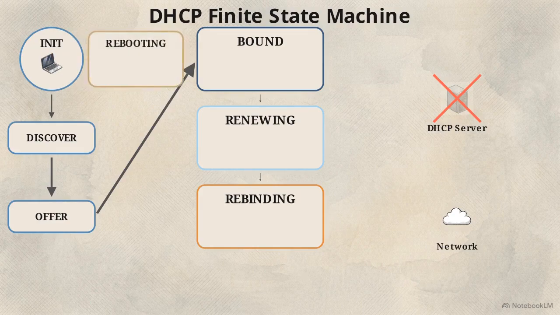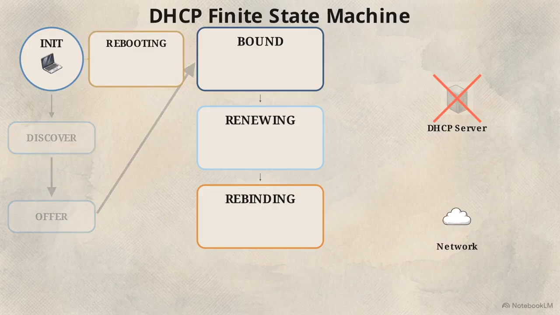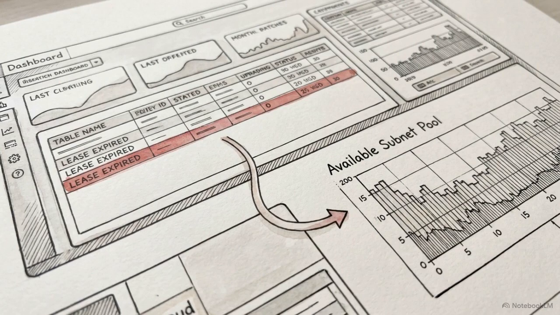The only exception is the init-reboot state. A restarting device with an unexpired lease can skip the initial discovery phase and immediately broadcast a request for its previously held IP, minimizing connectivity delays during system reboots. By enforcing these strict timers, the finite state machine forcefully ages out disconnected devices. This continuously reclaims limited subnet space without requiring any manual intervention.